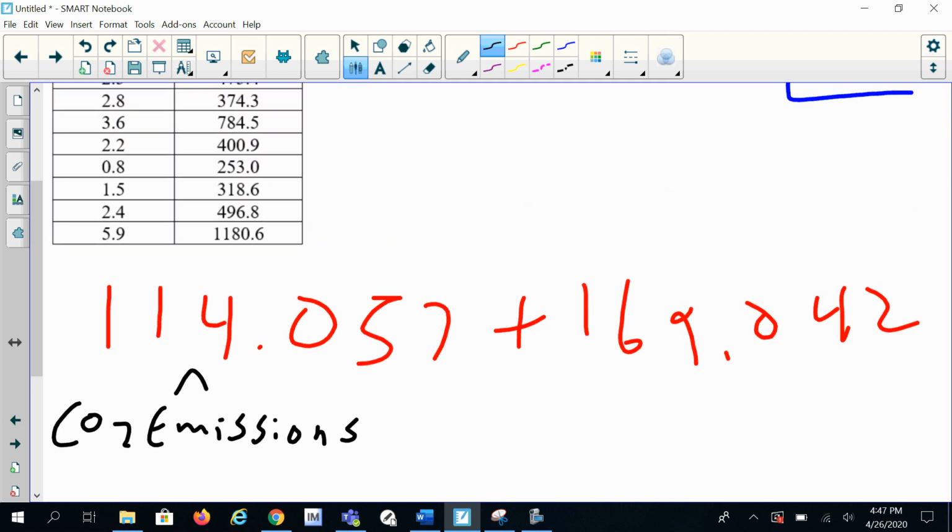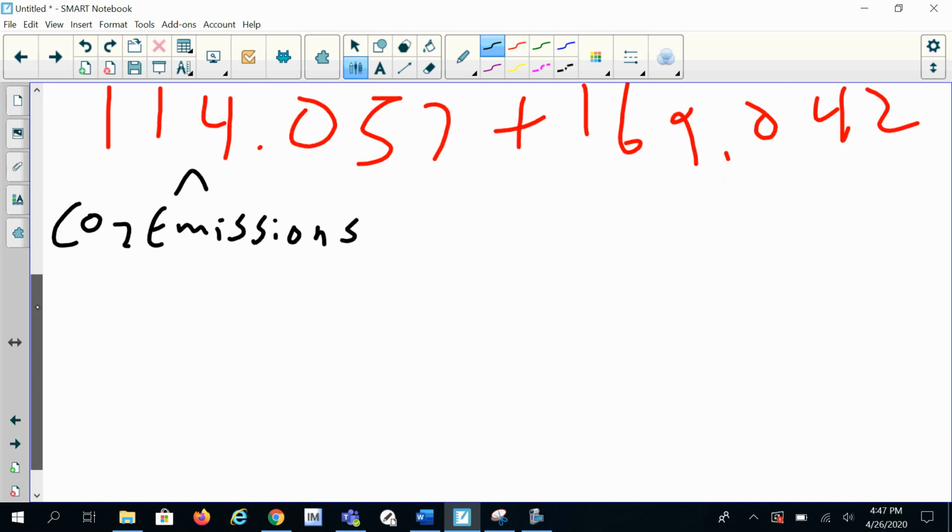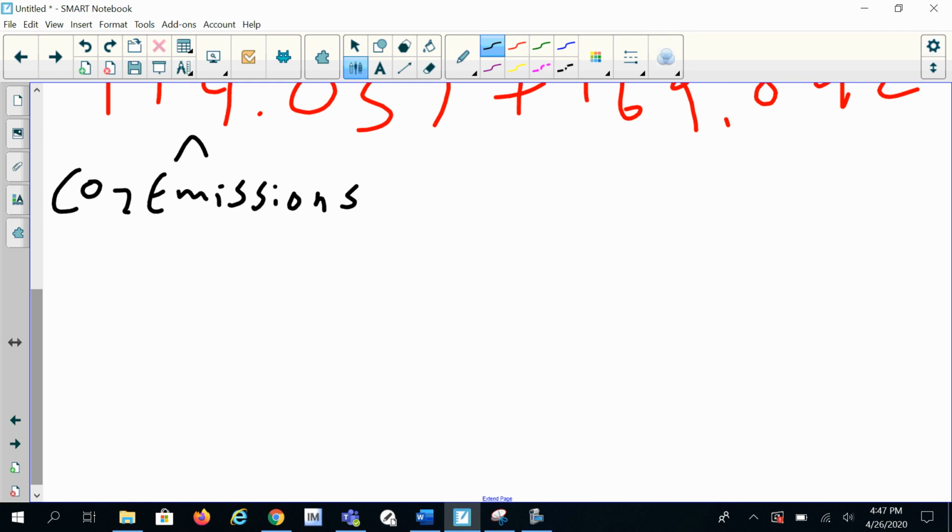So remember, we had p hat. That was the predicted percentage. It wasn't the actual percentage p. So it's not one of these values here. That's why we're not writing just CO2 emissions. It is a predicted value. It's a guess. It is the guess of where the average CO2 emissions will be.